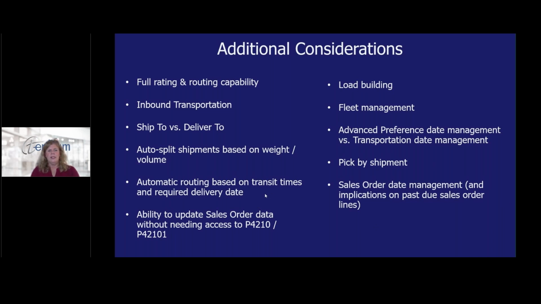Automatic routing based on transit times and required delivery date. I actually think that that's something that fits very well within the Transportation Lite setup. And I mentioned the fact that you can update your sales order data without needing access to P4210 and P42101. So sometimes you really do need the warehouse to be able to make a change to a promised ship date or a promised delivery date. You don't want them going into sales order entry to do it. If you give them security to do it, they can use the shipment application and make those updates back to the sales order.